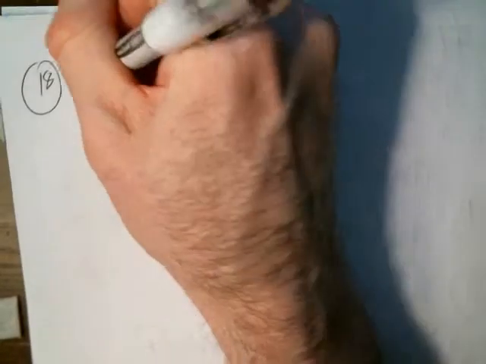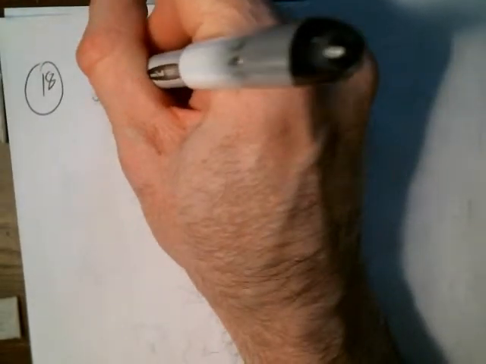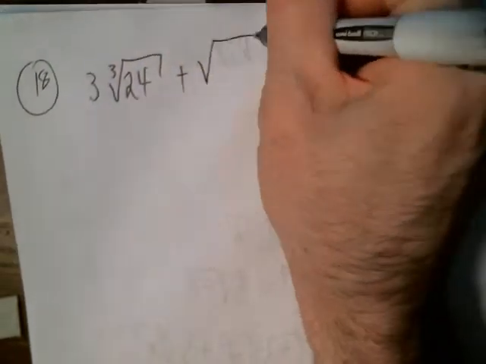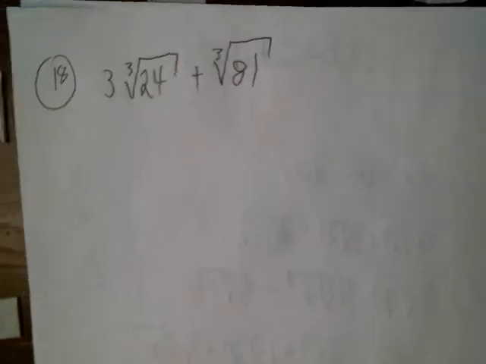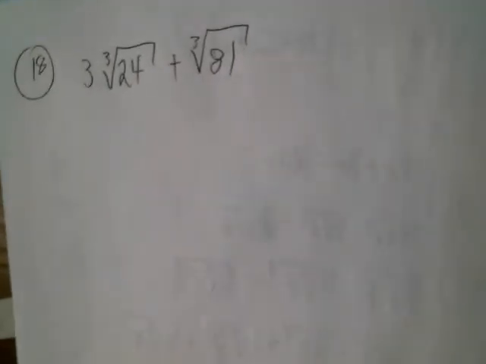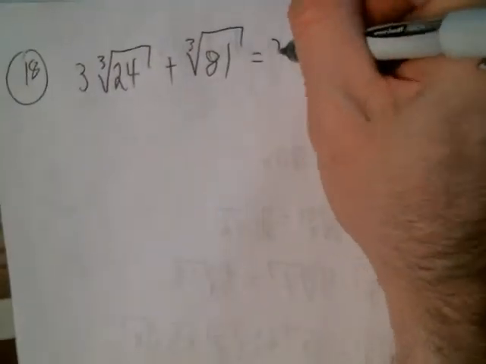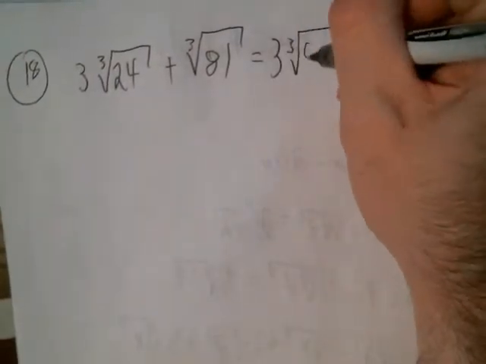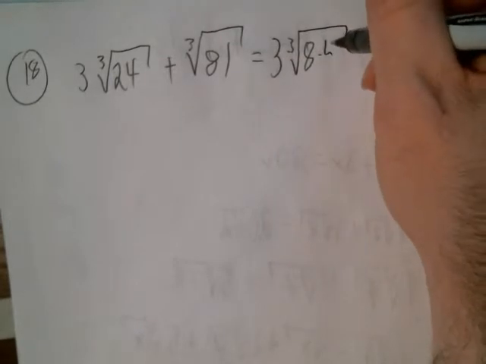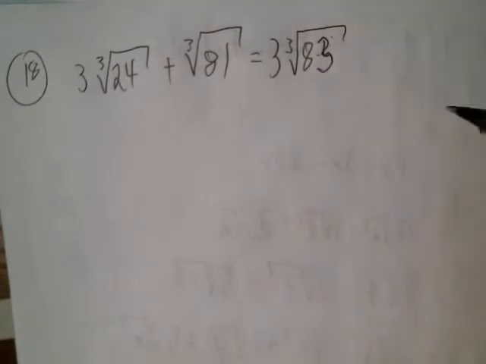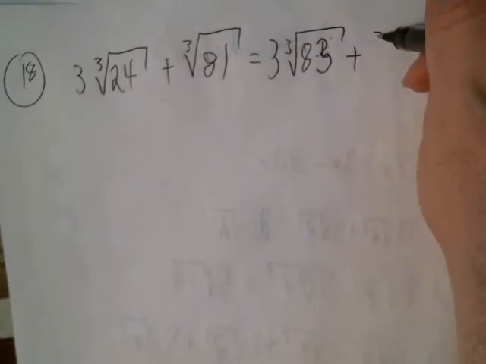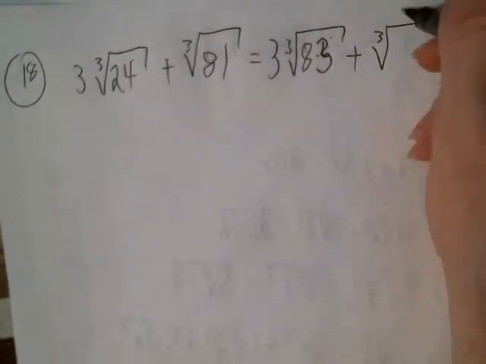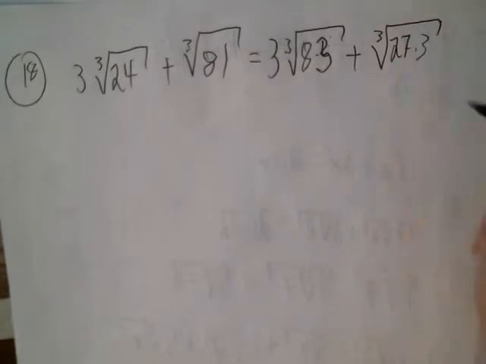Keep moving. So we have number 18 here. 3 cube root 24 plus cube root 81. Same game. We want to simplify first. So I have 3 times the cube root, and that's 8 times 3, sorry. And then plus the cube root of 27 times 3.